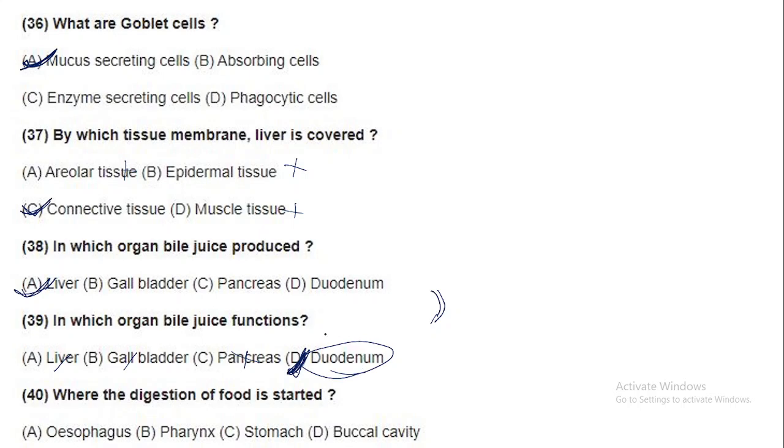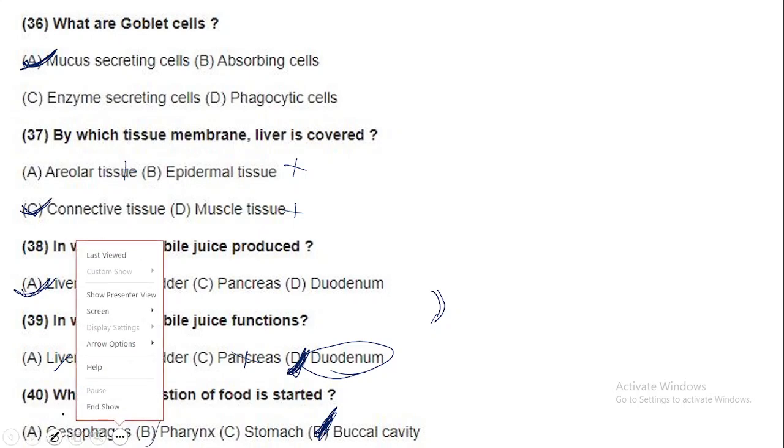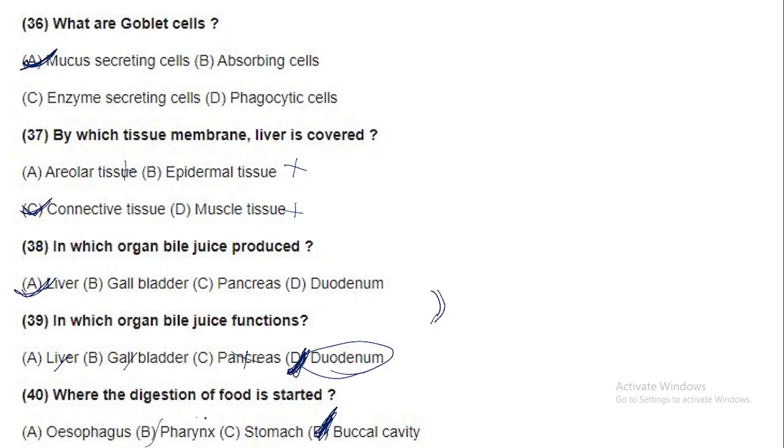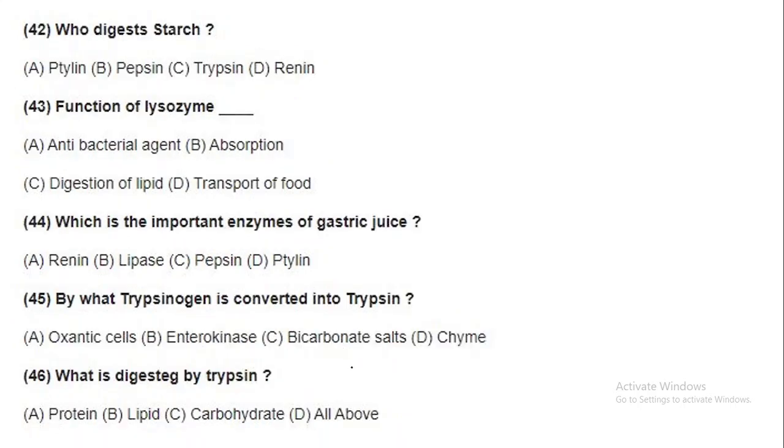its action. Going ahead, where is the digestion of food going to begin? In the buccal cavity, where the starch digestion starts. Now remember, in the esophagus and pharynx, no digestion takes place. In the stomach, no carbohydrate digestion takes place. Who digests the starch? Ptyalin.